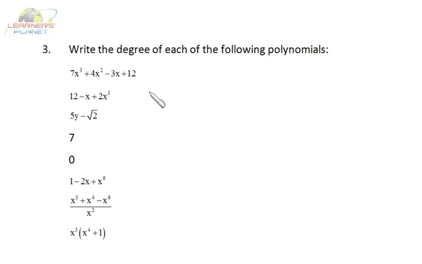Now let's find out the degrees of polynomials. Let's say the first case is 7x cubed plus 4x squared minus 3x plus 12. Now what will be the degree of the polynomial? The degree of the polynomial is the highest power which a variable is having. Here the variable is x and it is having the power 3, and this is the highest power in this expression. So it is a third degree polynomial.